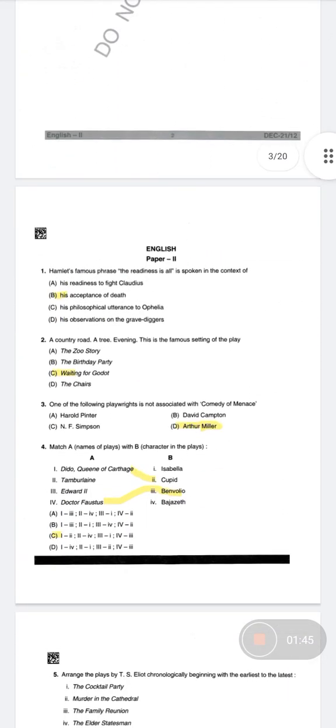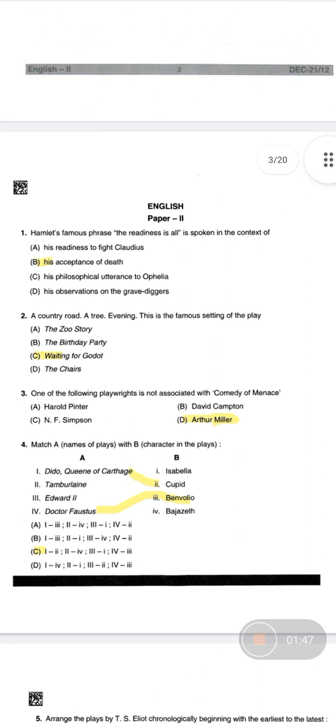Paper 1, question number 1 of English: Hamlet's famous phrase, "the readiness is all," is spoken in the context of. You can read the questions here also, and the answer is marked in the yellow portion as mentioned. So the readiness is all, it is about his acceptance of death. Here the speaker is accepting death.